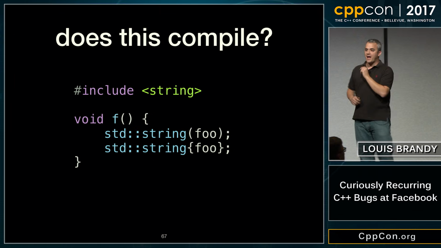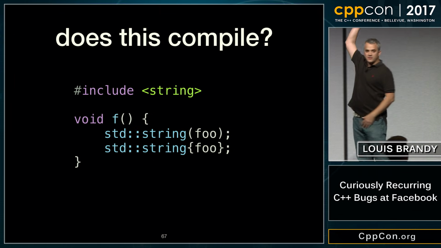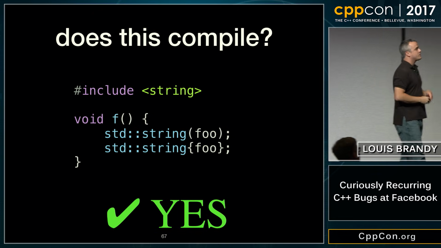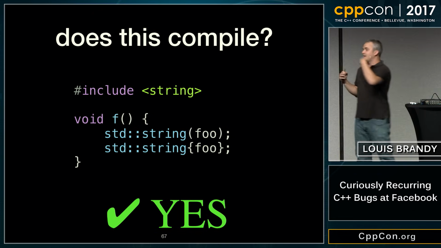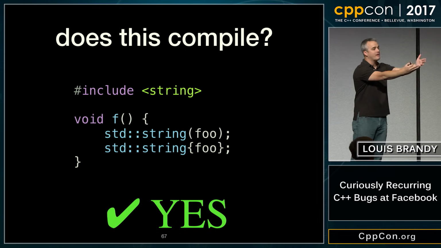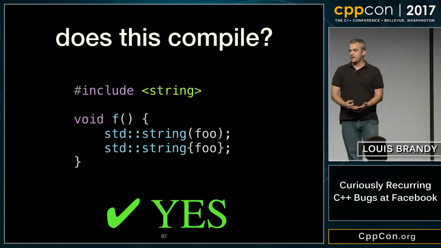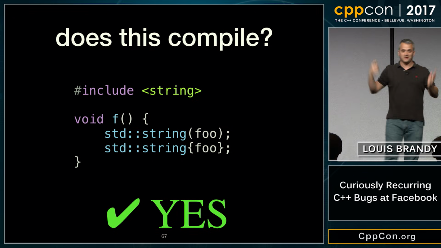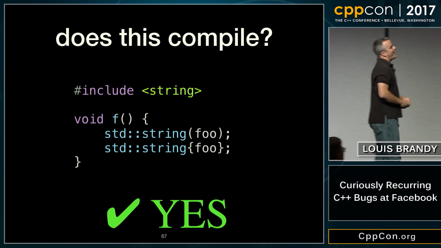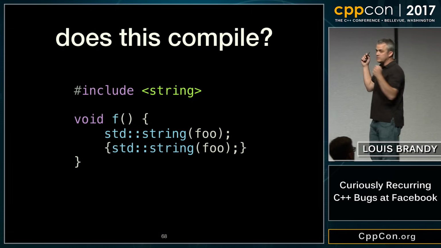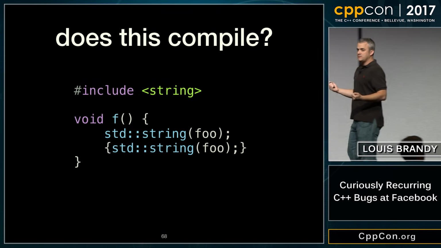All right, does this compile? All right, yeah, most of you have got it now. Yes, this does compile. Okay, so the first one is a declaration of a string named foo, and the second one is a temporary copy constructor of the string. It's just calling the string's copy constructor with the first foo. And then finally, just for symmetry purposes, you grab the squiggly braces and you pull them out. Does this compile?